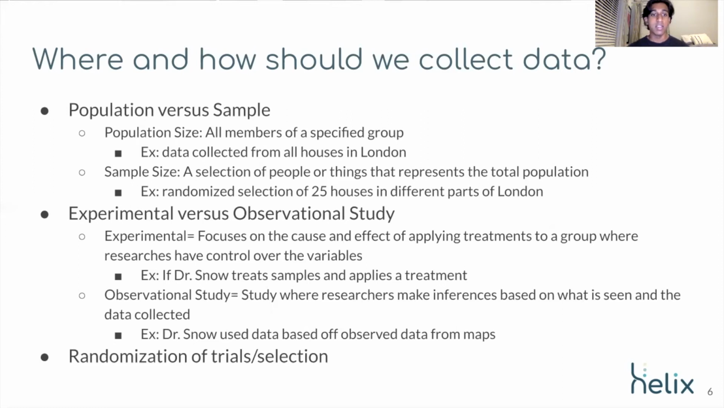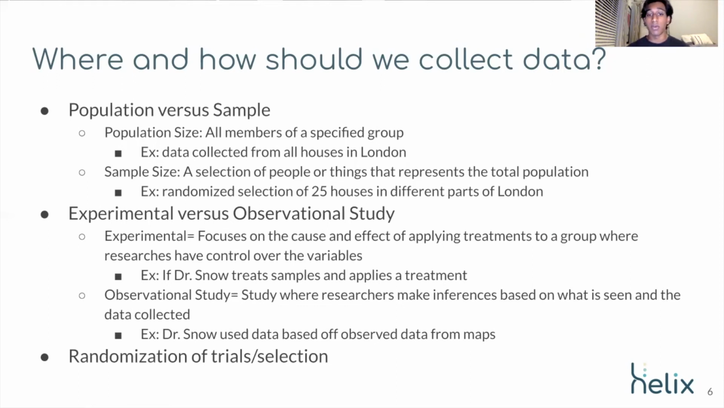And mostly in the realm of medicine or public health, that's going to be the course of applying treatments to a group, where we actually have control over these treatments. So in this case, going back to the case study, it's if Dr. John Snow was actually able to treat his patients with given cholera treatments, and then determine the results of those treatments.